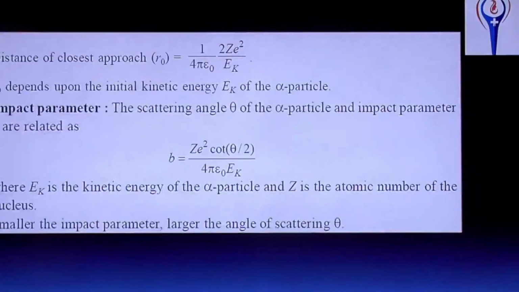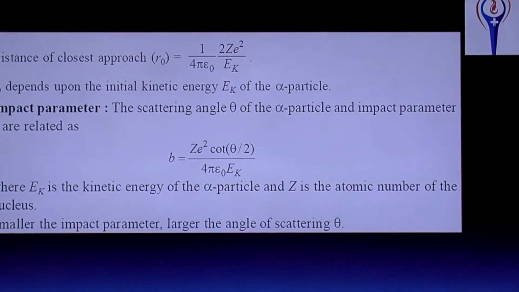Distance of closest approach, R naught equals 1 by 4 pi epsilon naught into 2Ze square by Ek. Two to three days back, in the problem solving session on atoms, there was a question on what the distance of closest approach R naught depends upon, whether it depends upon mass m. Some question like that may be asked. R naught is the distance of closest approach. R naught depends upon the initial kinetic energy Ek of the alpha particle.